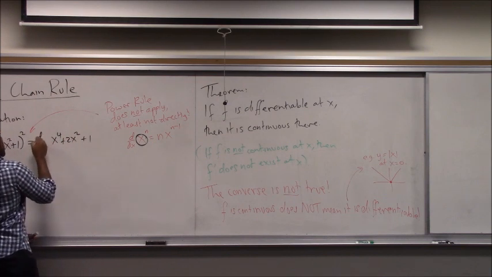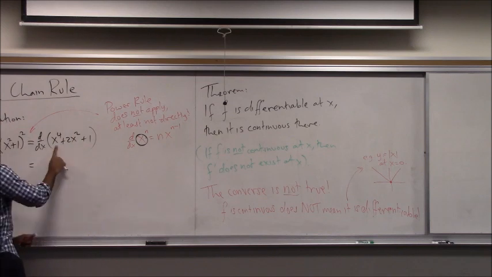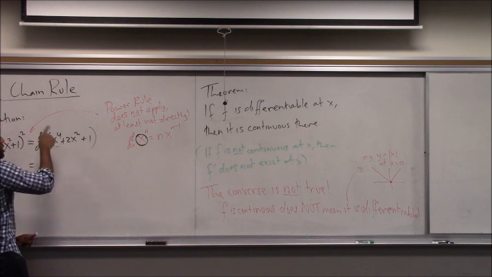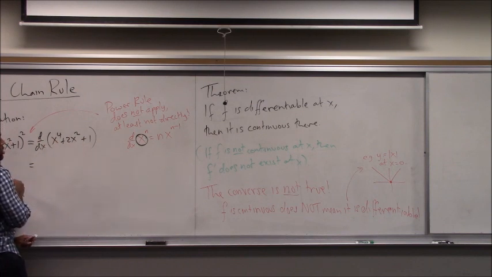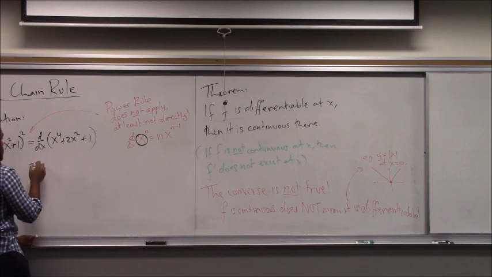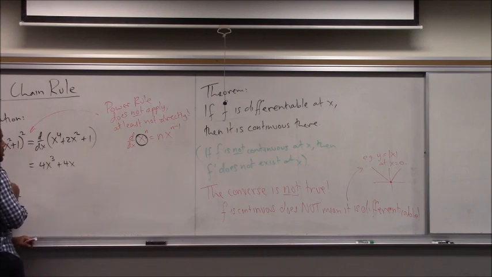Right, so you could do that. You could just square it out. And now you can actually apply the power rule to each individual term. And we know the sum rule, so the derivative distributes across the sums. So now I can differentiate each of these separately. Okay, so that would be 4x cubed plus 4x plus 0. We saw that the derivative of a constant is always 0. Okay, so that's one way you could do it.